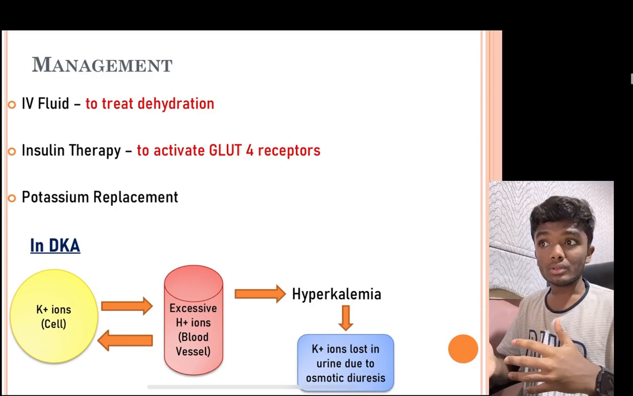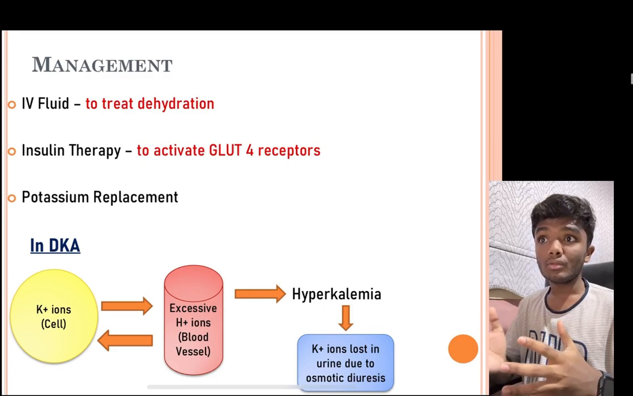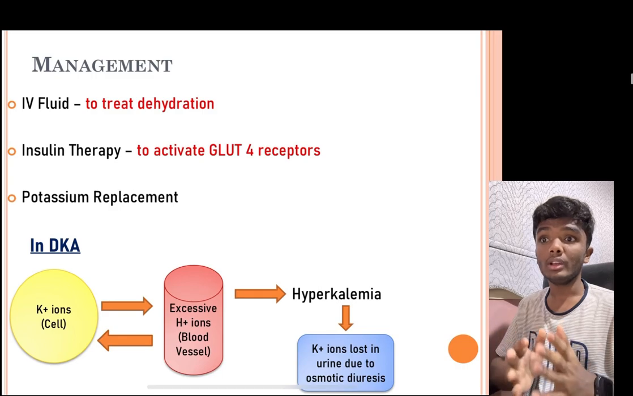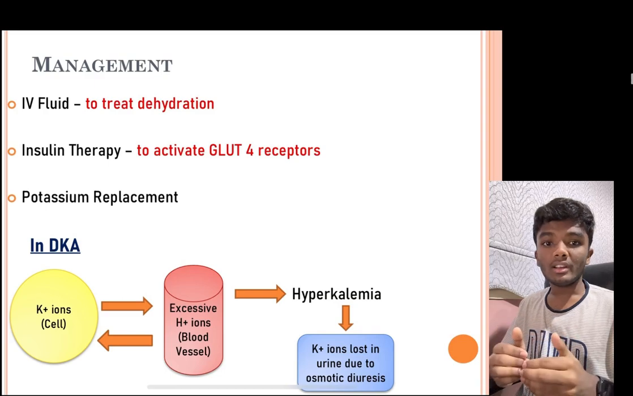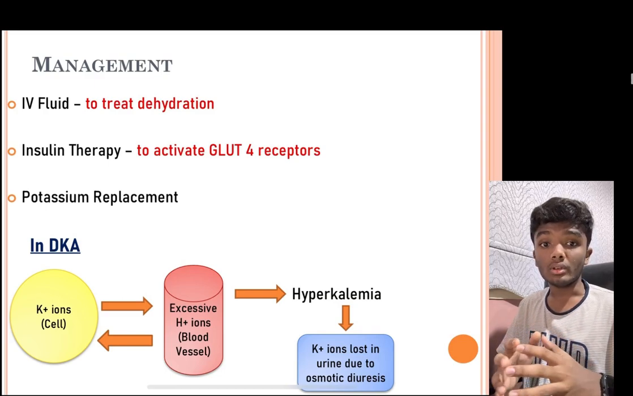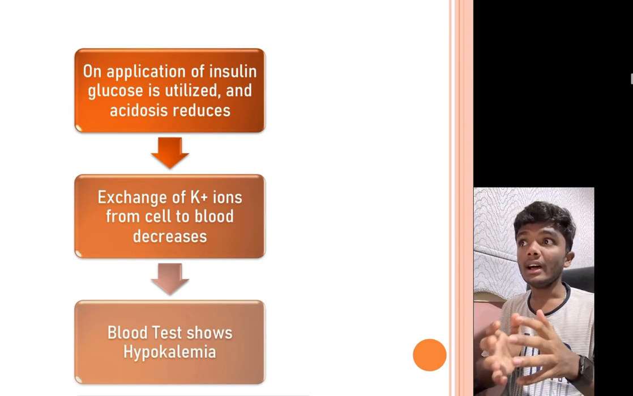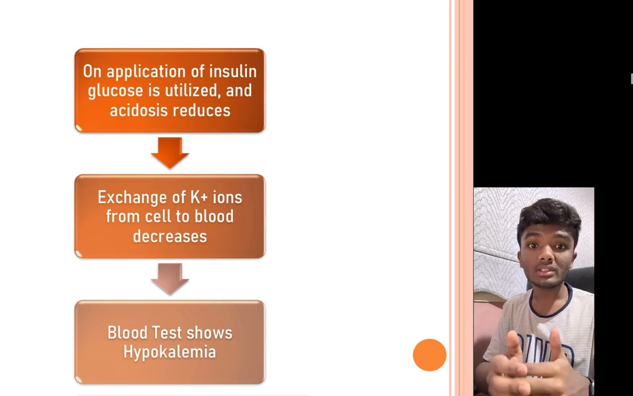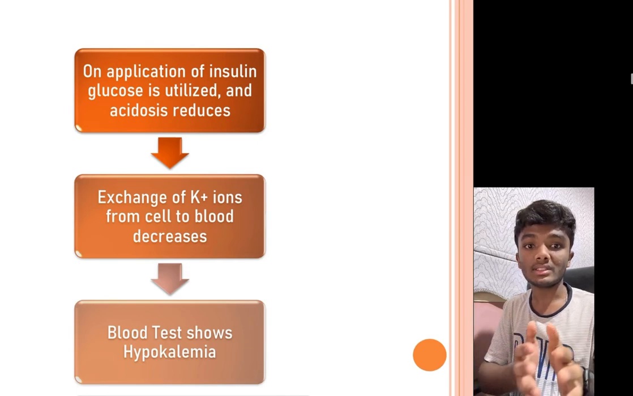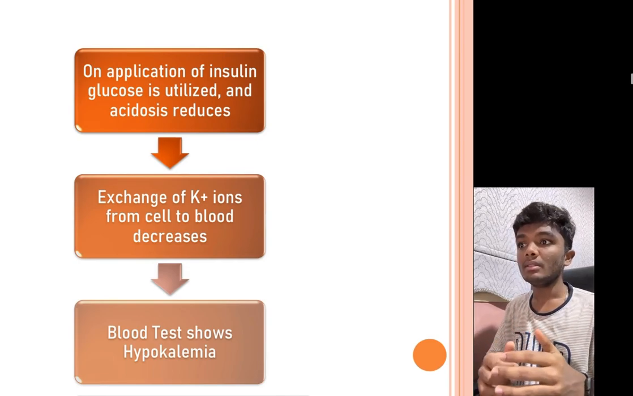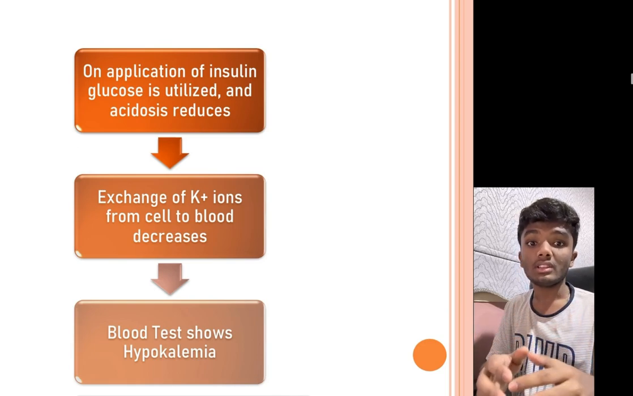When there is increased acidosis, there is increased exchange of hydrogen and potassium ions. And when the blood test is taken for these patients, it shows hyperkalemia due to increased potassium ions in the blood. But these potassium ions from the blood are lost through urine via osmotic diuresis. Later, on application of insulin, the glucose is utilized by the cells and lipolysis reduces and ketoacidosis decreases. Due to this, the hydrogen ions from the blood and potassium ions from the cell are less exchanged. Thus, the blood test later shows hypokalemia, which is a lesser amount of potassium ions in the blood.